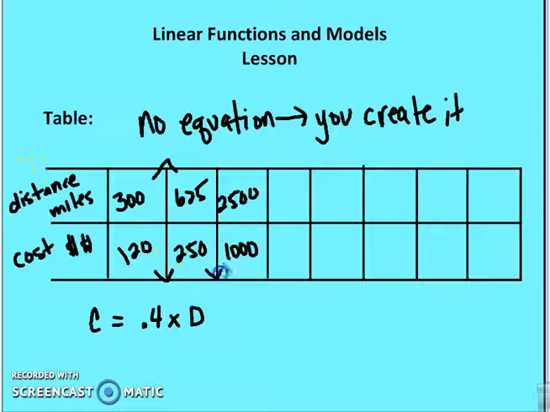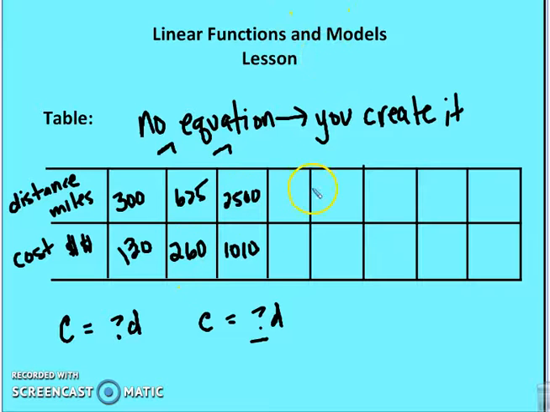If the slope is the same, and it is in this case, 0.4, then we have a linear equation. But it also so happens that the distance multiplied by 0.4 ends up being the cost, and it doesn't always work that way. When you're measuring a point, you have to look at the change between the points in order to figure out the slope for future equations.